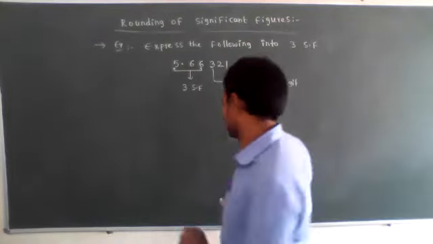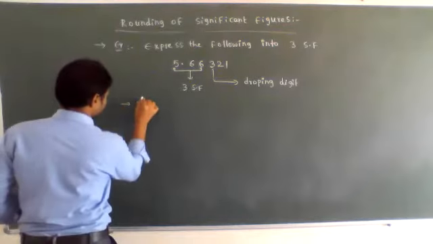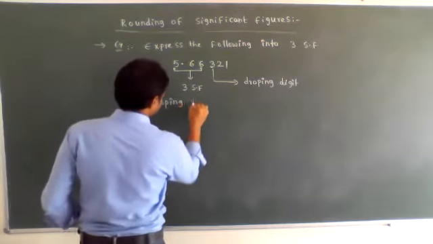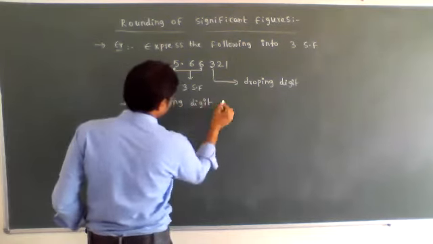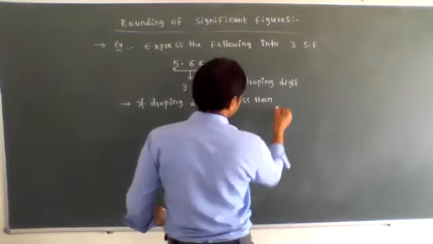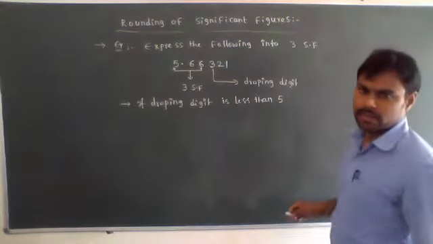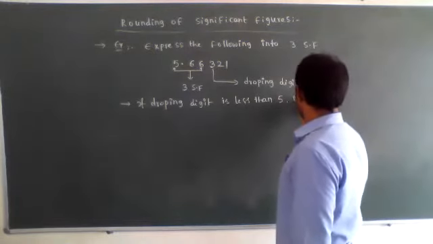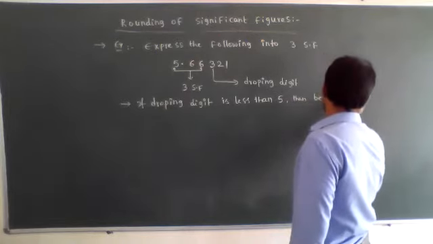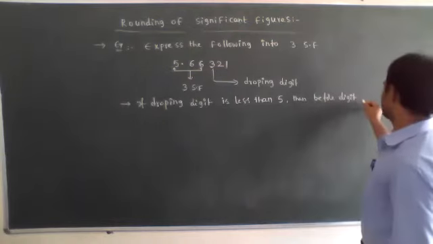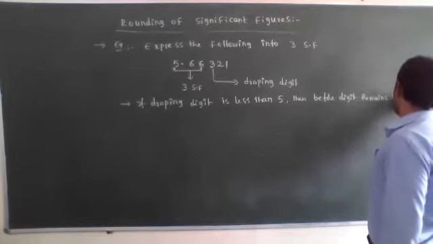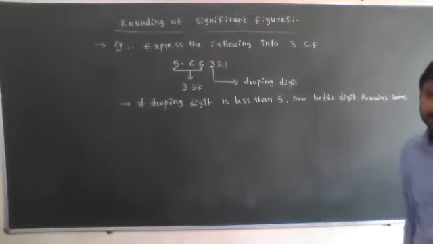Now see the conditions. If the dropping digit is less than 5, then the before digit remains the same. Before digit remains same.